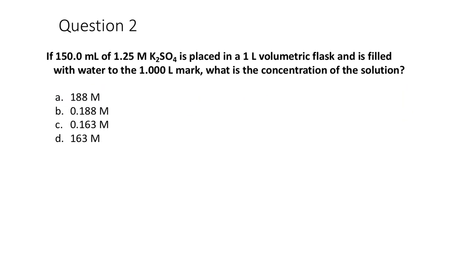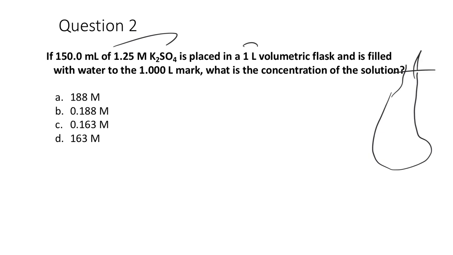Next question. We have 150 mils of that concentration of K2SO4 placed in a 1 liter flask. The flask is then filled with water to the 1.00 liter mark. What is the concentration of the solution? So I'm terrible at art, so this is a terribly drawn volumetric flask. But the idea is this flask, when you fill it to this line with a nice meniscus, would fill precisely to 1.000 liters. And so we just put 150 mils of the K2SO4, then we fill the rest of the solution with water. And so this is a dilution.